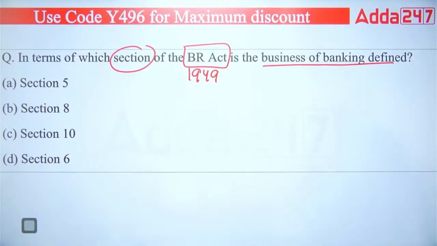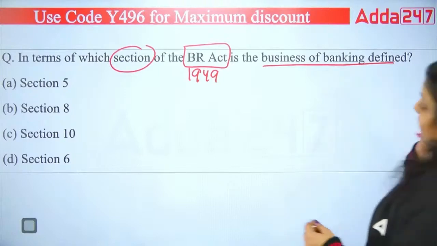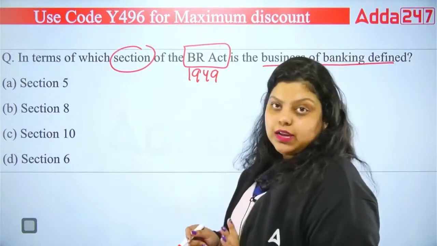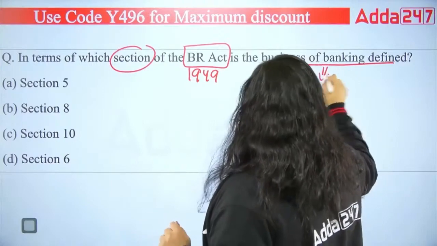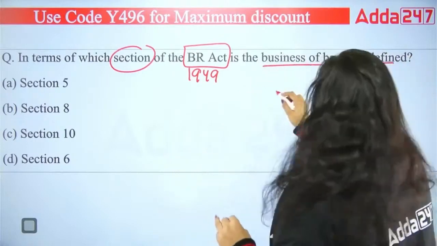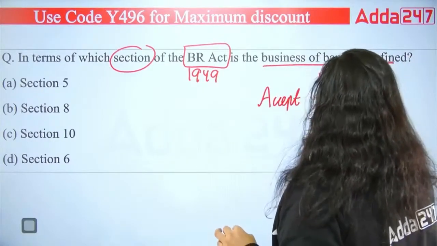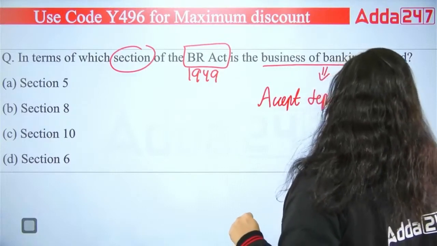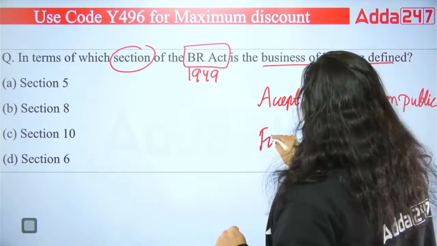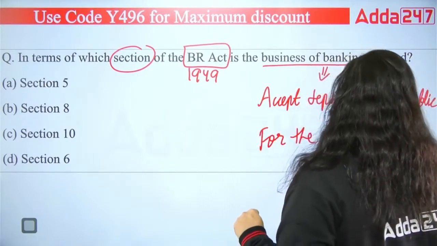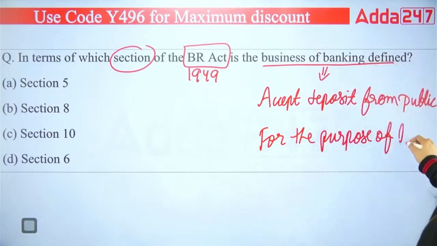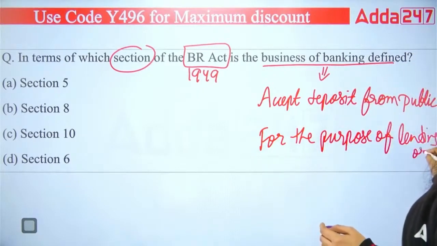Now, if we talk about it, the Banking Regulation Act was introduced in 1949. Earlier it used to be known as the Banking Companies Act. Okay, and what is the business of banking? The business of banking has three features, or I can say it has been defined in three ways. The first, accept deposits from the public. Second, for the purpose of what? For the purpose of lending or investment.